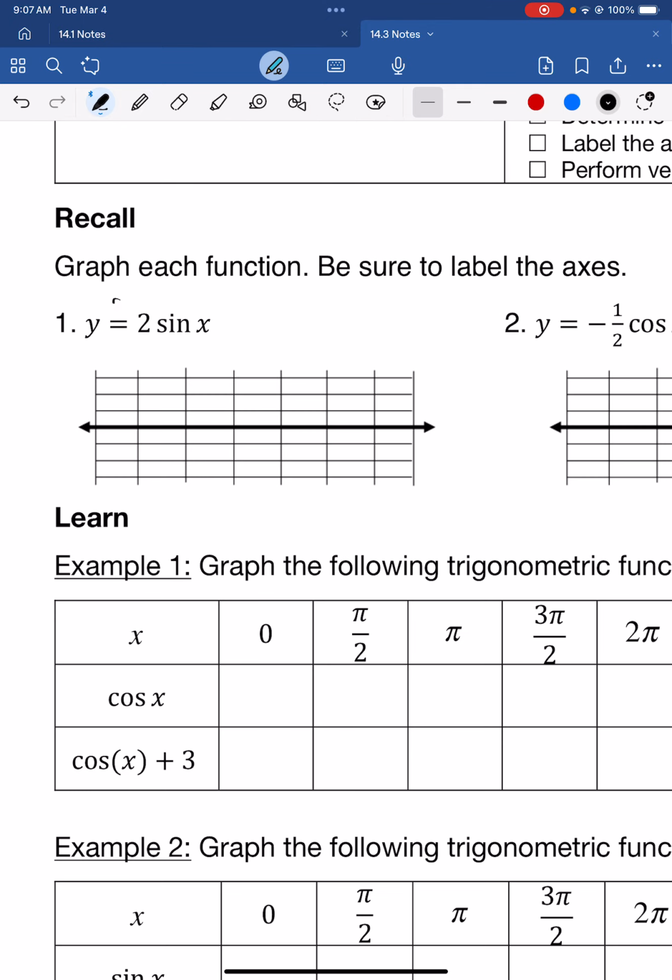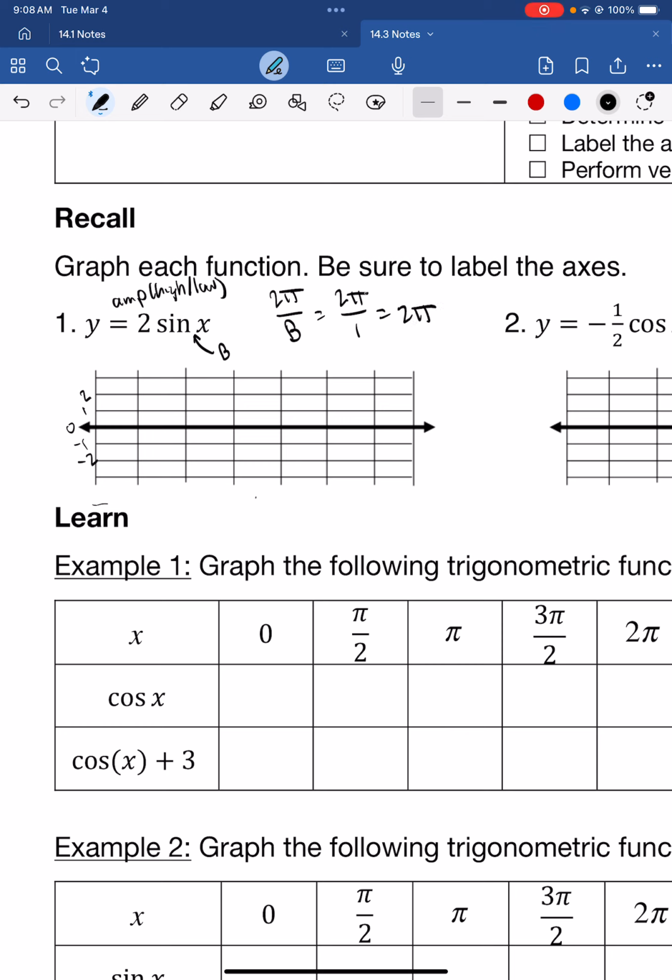This 2 in front is called our amplitude. This tells us how high or how low our graph is going to get. In this case, it's going to get as high as 2, so I can label my graph like this. And then the way that we find our period to label these bottom parts is we do 2 pi over b, and the b value is the 1 in front of the x right there. So in this case, it's just a 1. So we got 2 pi over 1, so that's just going to be 2 pi.